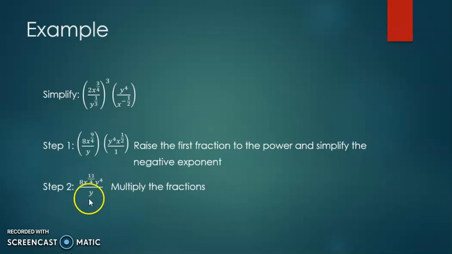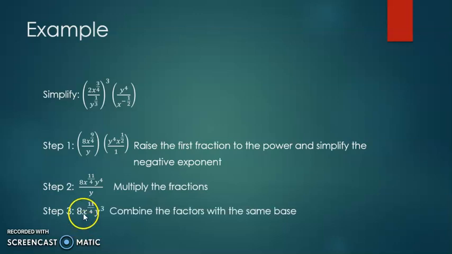Now finally, I'm going to reduce the y's. Now there are more y's on top, it's y to the 4th. So I just have to do 4 minus 1 with my exponents and keep the y in the numerator. So my final answer is 8x to the 11/4 y cubed.